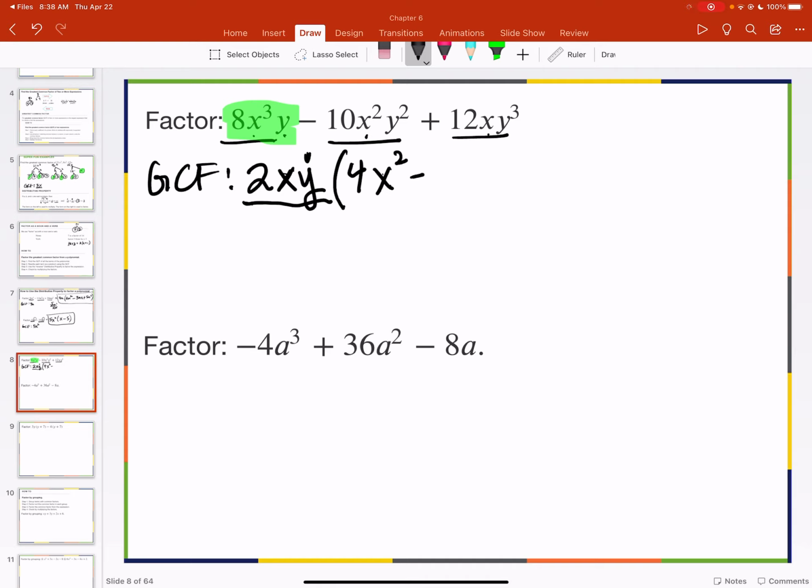Then minus 5xy plus 6y squared, and that's it. We can't factor anything out from here.